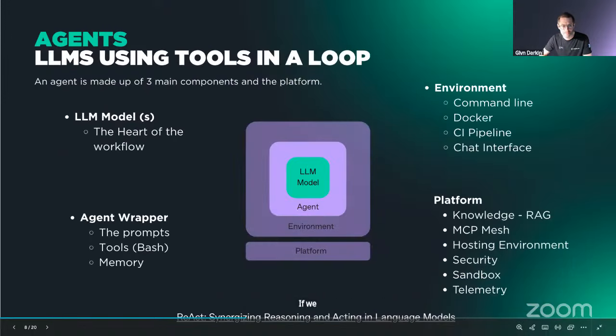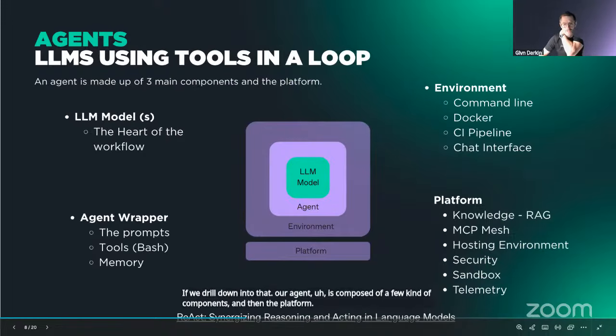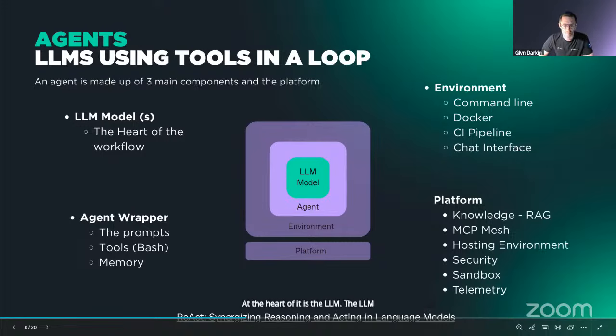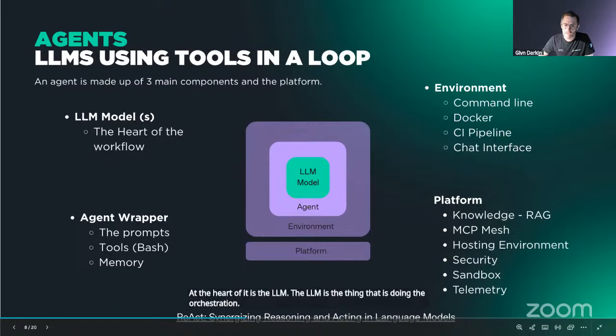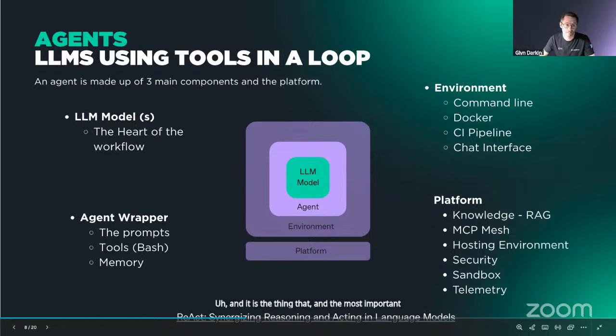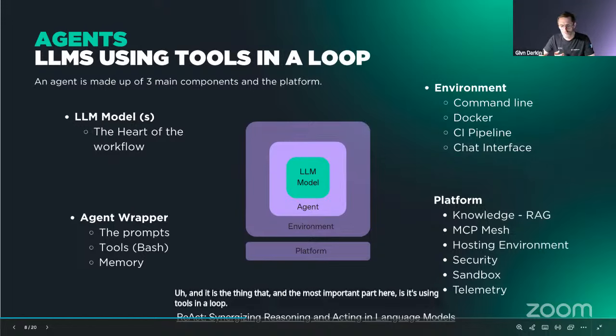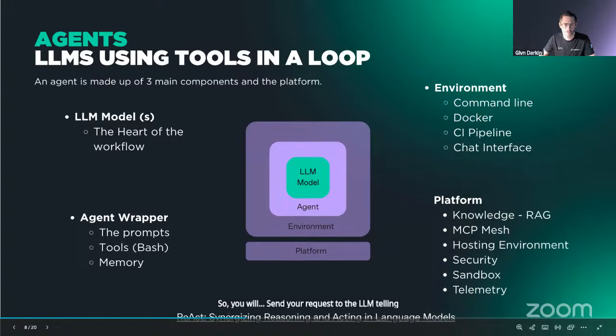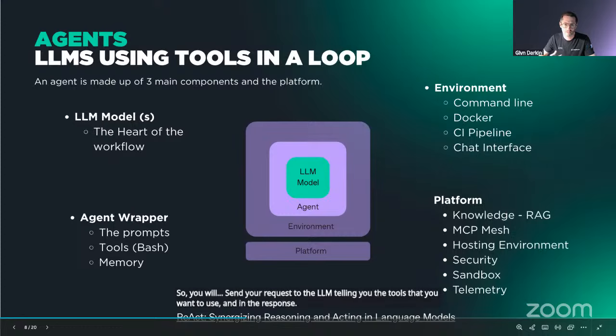If we drill down into that, our agent is composed of a few components and then the platform. At the heart of it is the LLM. The LLM is the thing that is doing the orchestration, and the most important part here is it's using tools in a loop. So you'll send your request to the LLM, telling it the tools that you want to use, and in the response from that, you'll get the tools that it wants to execute. You'll execute the tools, you'll get the response from the tools, and you'll feed it back to the LLM. And in that loop, it will continue to resolve until it has completed the task at hand.